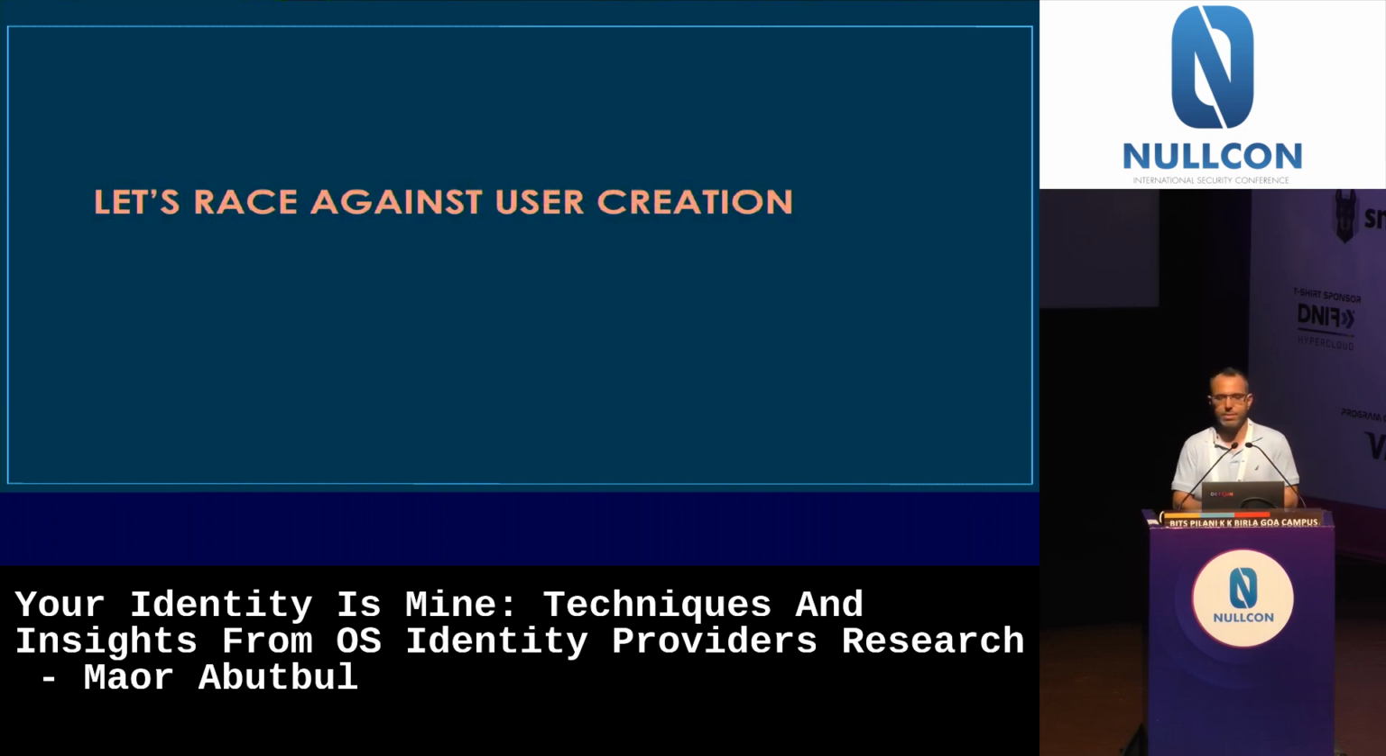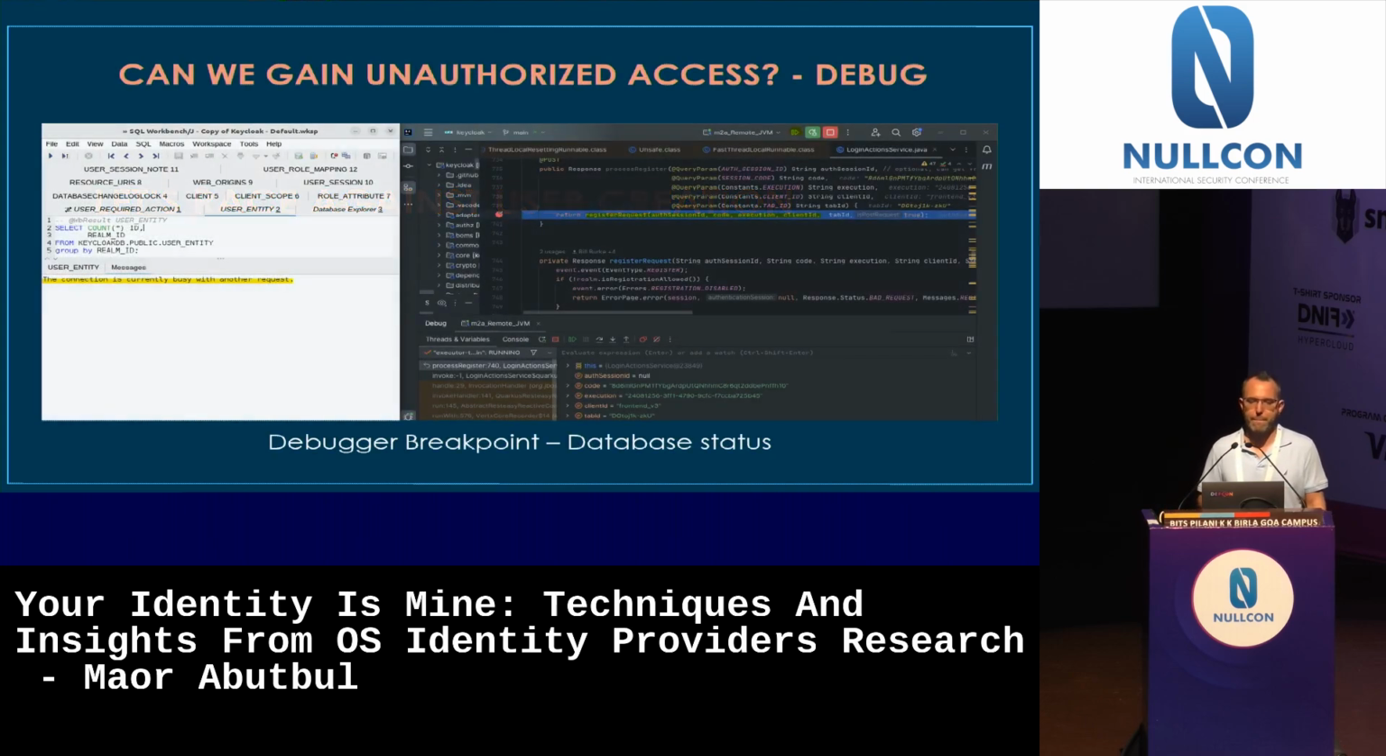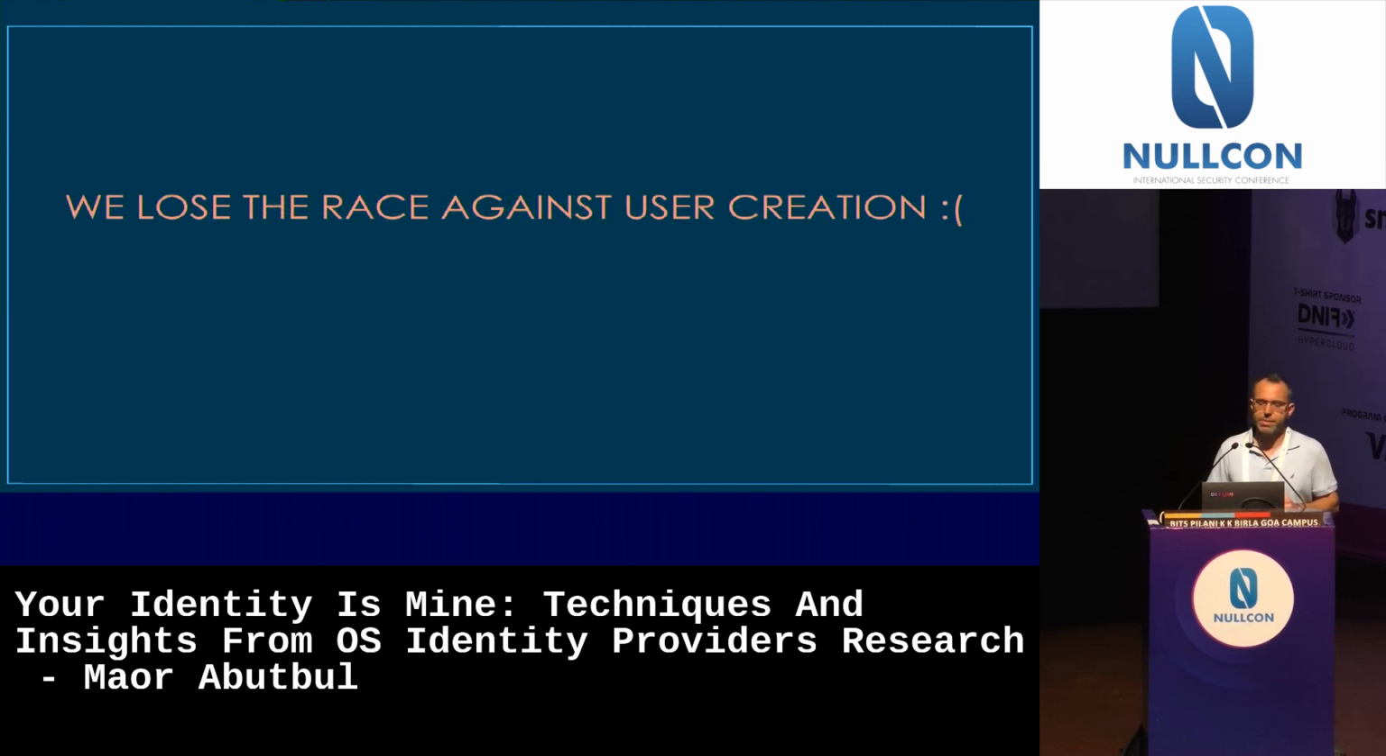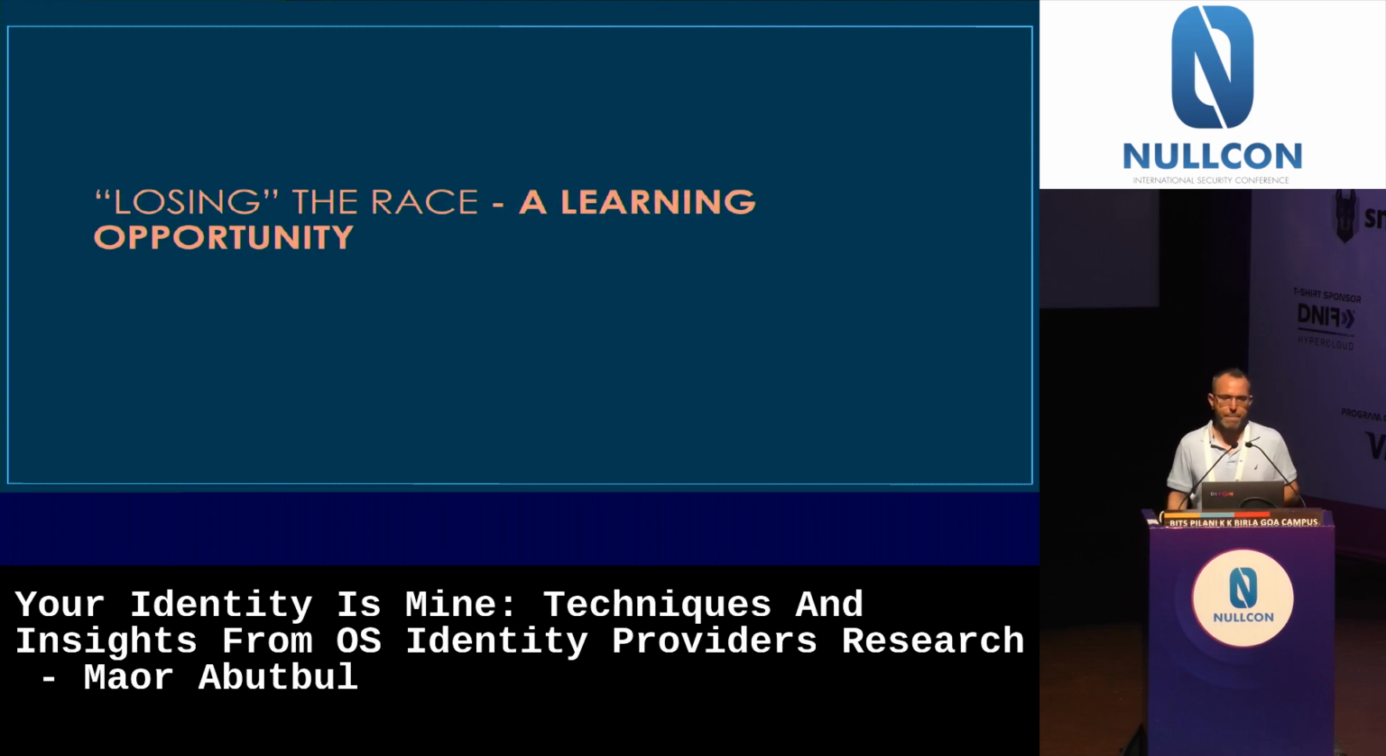Let's race against user creation. This test required us to create some Burp macros, which allowed us to send the user creation and login requests in the same packet. We worked with the debugger, stopping at the relevant code, then checked the database status directly, with no success. We failed. We lost the race against user creation. We lost the race, but this seems like a great opportunity to understand why, and more importantly, to understand how we can avoid race conditions.